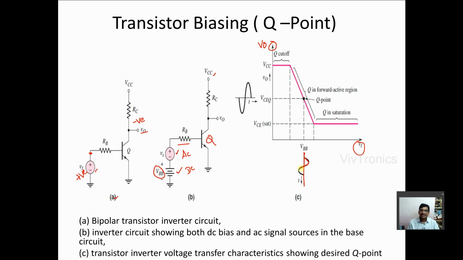This AC signal Vi, assumed to be sinusoidal, is superimposed on VBB, and similarly the output voltage V0 is a composition of this AC signal plus a DC signal. Here VCEQ is a DC signal which provides the DC reference line for the output voltage, and the AC output voltage V0 is superimposed on the DC reference line of VCEQ. So VCEQ and VBB are pure DC voltages.